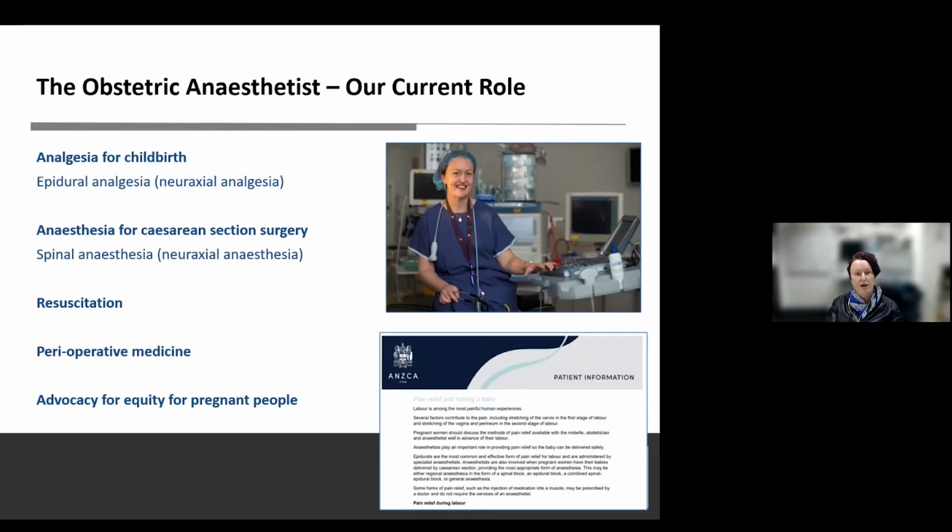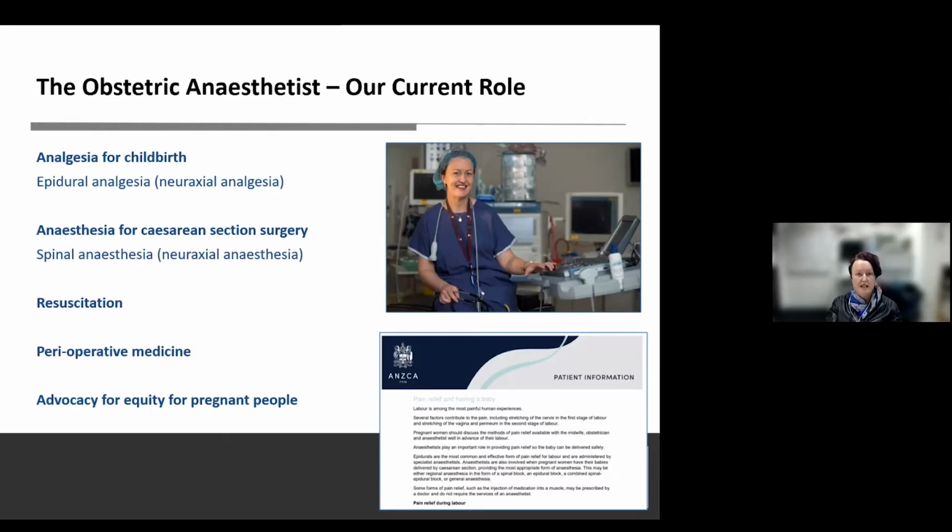What you may not know is that we also are key people in deciding whether a person receives a blood transfusion or not, and we're involved in the resuscitation of many critically unwell pregnant women. We play a major role in making sure that a person is also optimised before they have surgery. And this is a field of medicine that is being formally developed and is known as perioperative medicine.